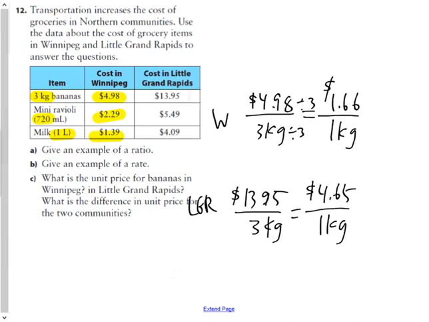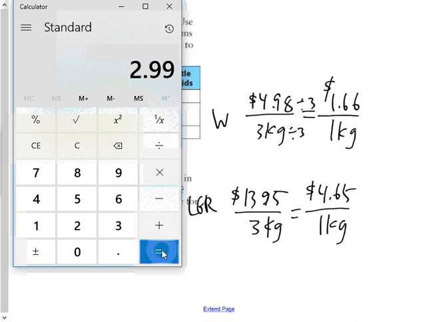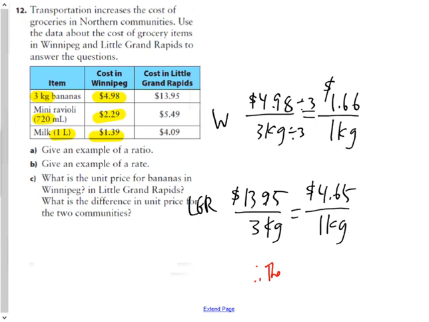So the question is, what is the difference in price for the 2 communities? Then I would have to take the cost of 1 kilogram in Little Grand Rapids, subtract the cost in Winnipeg, and the difference is $2.99 per kilogram in the two communities.